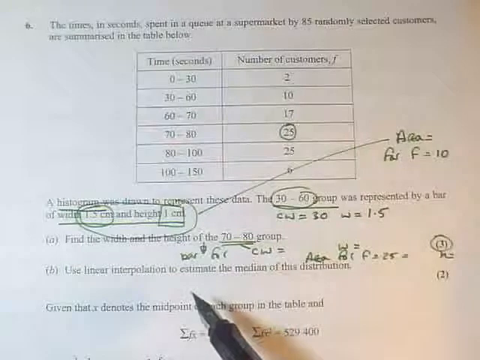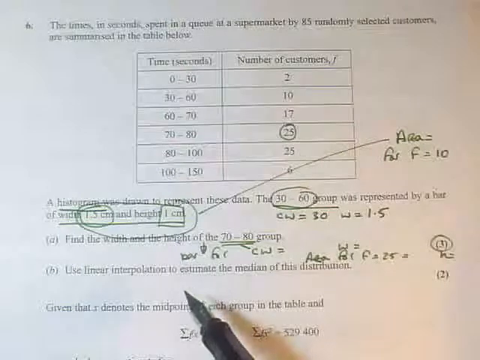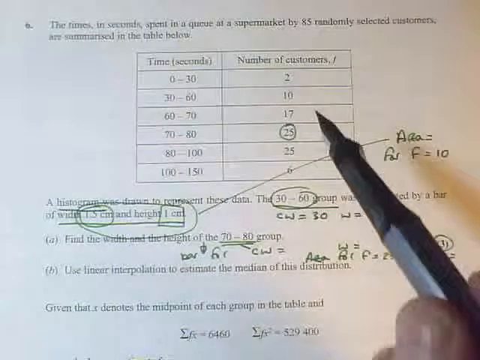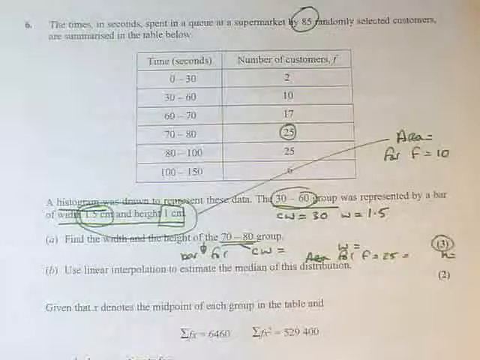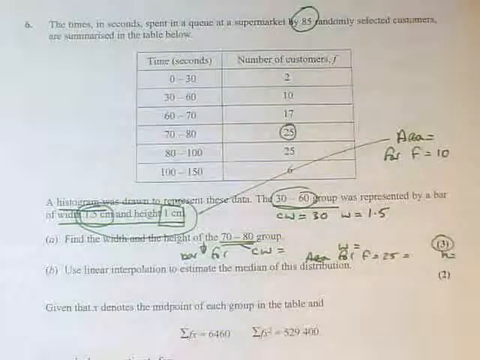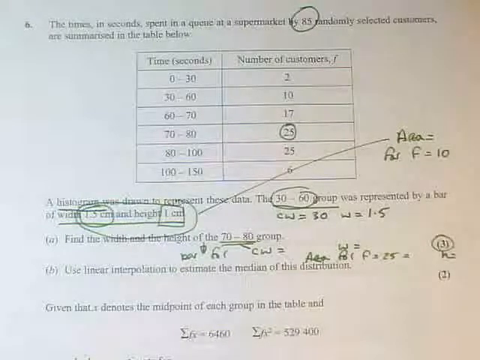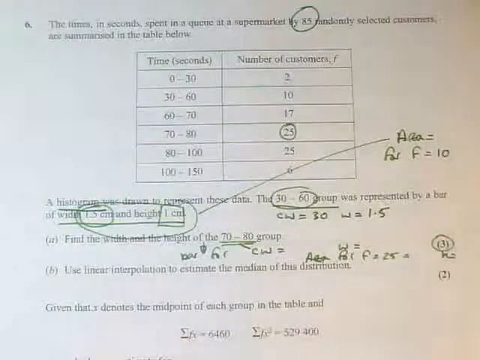Linear interpolation for the median. Actually, encouragingly, most people did that pretty well. What you've got to do is work out, we've got 85 customers. Some people got the wrong position for the median. What we need to do is 85 divided by 2, so that's the position of the median. If you really want to, you can do that thing where you add 1, but you don't need to. In my view, it's wrong, but never mind. If you add 1 and then divide by 2, or you just divide by 2, either of those will work as your position for the median.